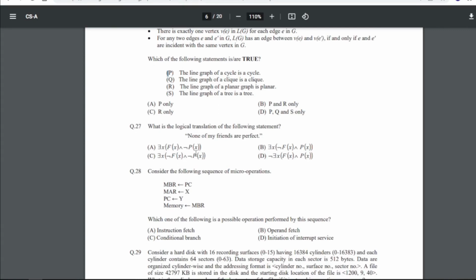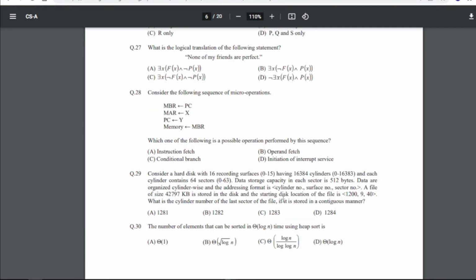27 is, what is the logical translation of the following statement? None of my friends are perfect. So the logical statement will be this: not all x, where P(x) is perfect and F(x) are friends. So D will be the right expression for this.